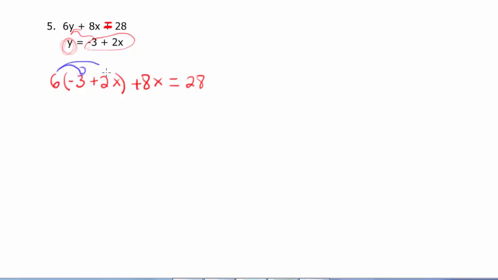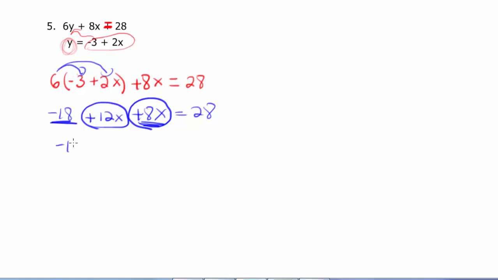We have to take that 6 to everything. So negative 18 plus 12x plus 8x. That distributive property only goes to what's inside the parentheses. Equals 28. So now we have to combine like terms, which are not those two. Combine these. Forget that I underlined that one. So negative 18 plus 20x equals 28. And then we have to get this negative 18 to the other side. Remember, when you take them to the other side of the equal sign, you do the opposite. So we add 18.